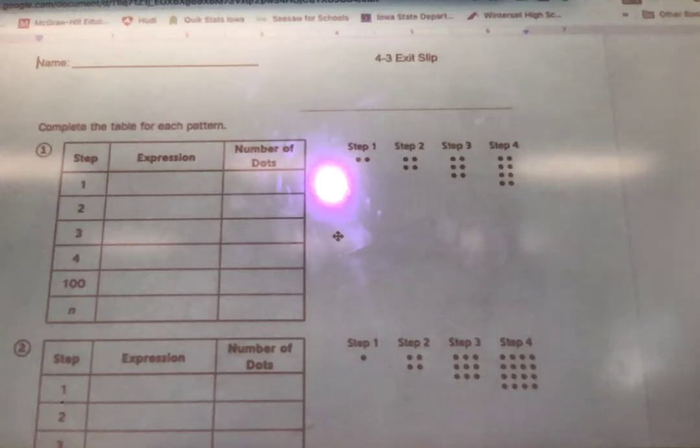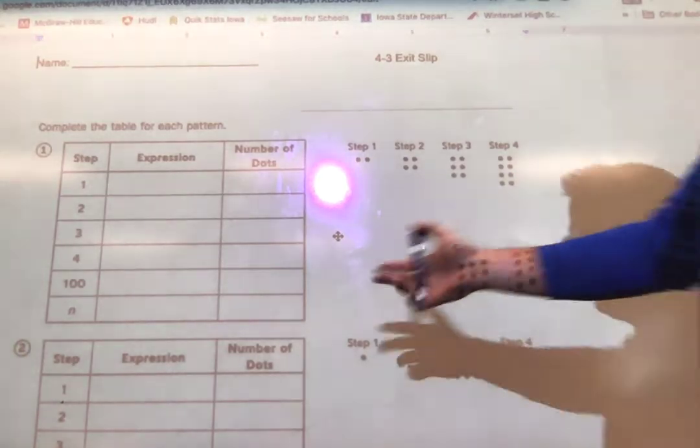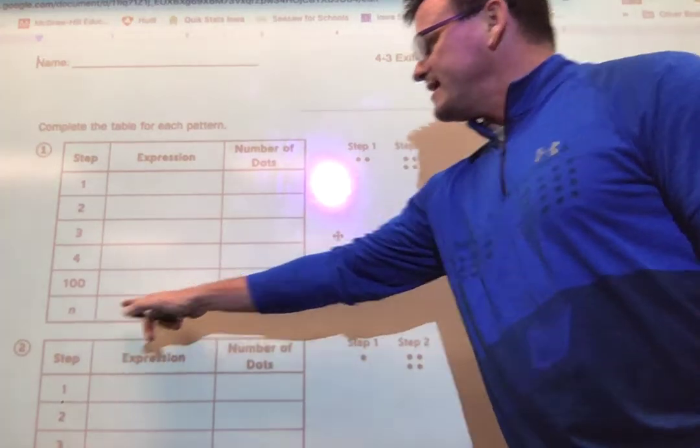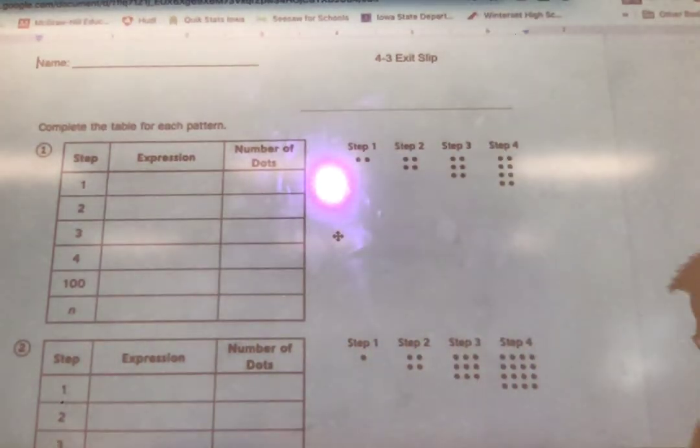Okay, going to run through exit slip 4-3. Our I can statement here, we're supposed to try to generate expressions that follow patterns. Okay, and this can be pretty tough at times. You've got to kind of find the pattern and figure out how to get it into an expression so that we can find answers for any step in the pattern that we get to.